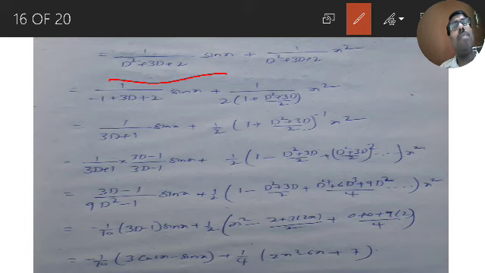This is 1 by (D square plus 3D plus 2) of sin x, and here 1 by (D square plus 3D plus 2) of x square. For sin x, coming to the first, a is equal to 1, a square is equal to 1, minus a square equal to minus 1. So in the second method, for sin x or cos x, you have to replace D square by minus a square. So minus a square is minus 1. So I am replacing D square by minus 1.